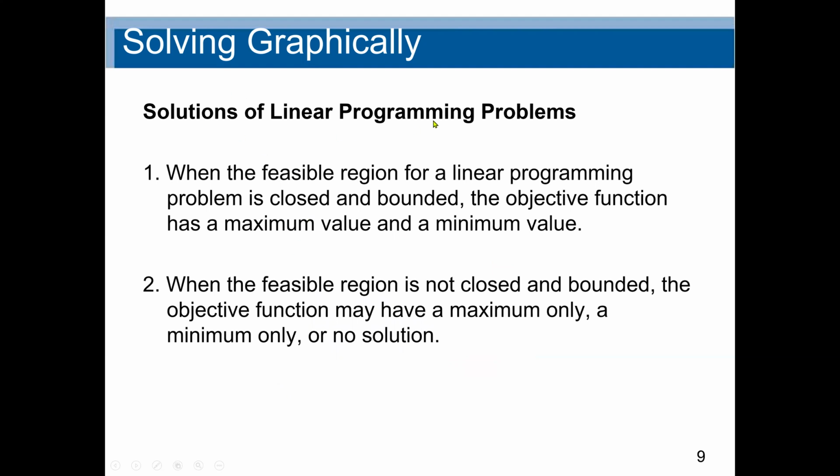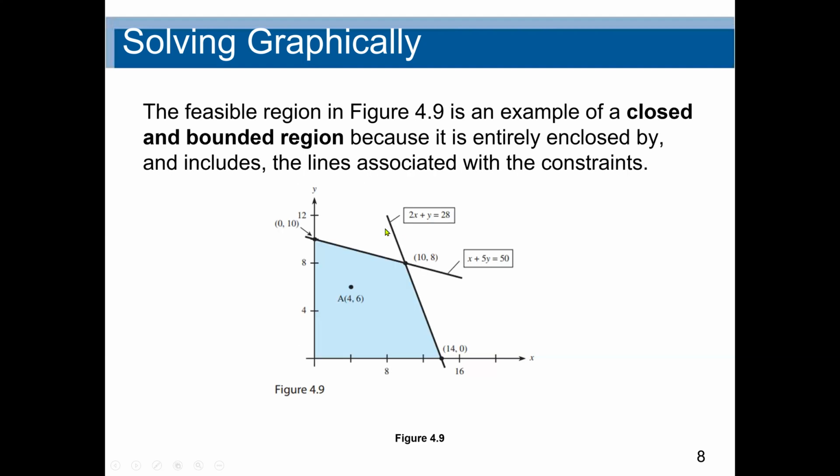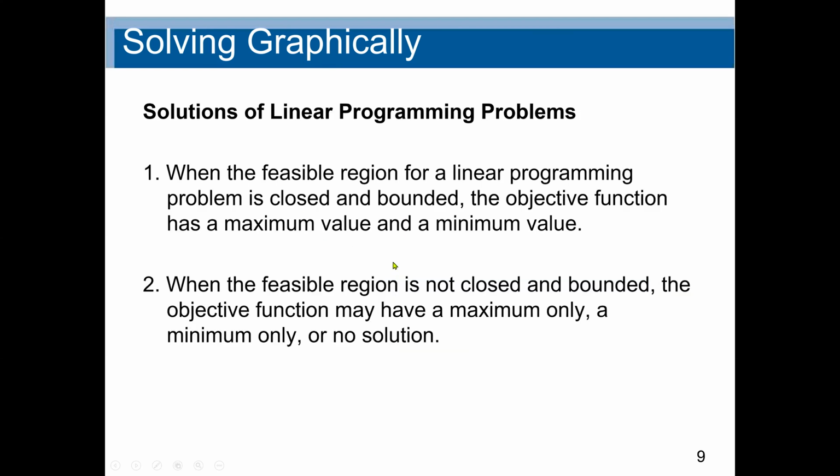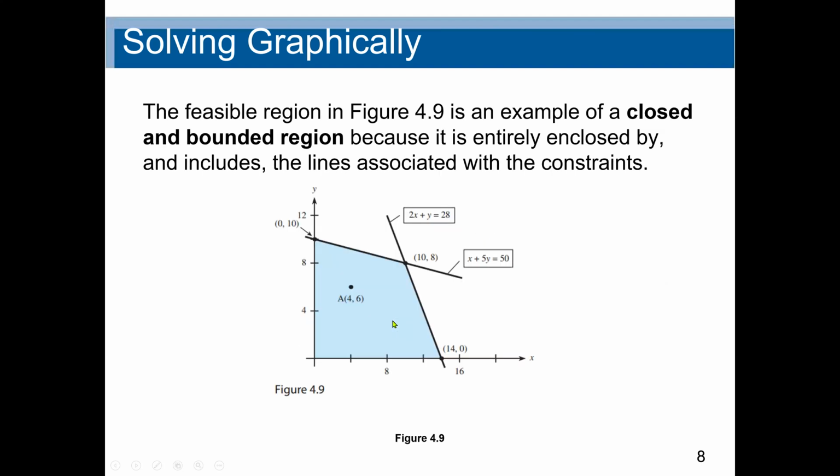So the solution of a linear programming problem: when the feasible region is closed and bounded, as we can see, the shaded region here is closed and bounded, then the objective function has both a maximum value and a minimum value. Now, when the feasible region is not closed and bounded, then the objective function may have only a maximum, only a minimum, or no solution.